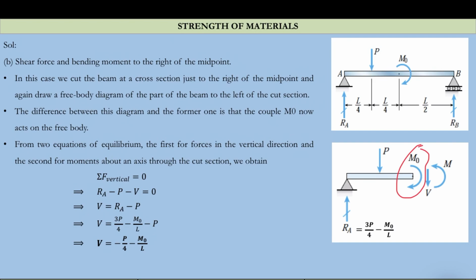The shear force will be the same, because when calculating shear force there is no need to be concerned about the moments. Summation of F vertical is 0, so it comes out to be minus P by 4 minus M naught by L. There is no difference, and the sign is also the same, so it will be in the upward direction.